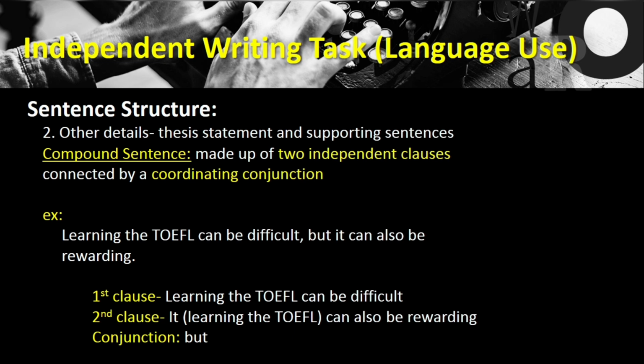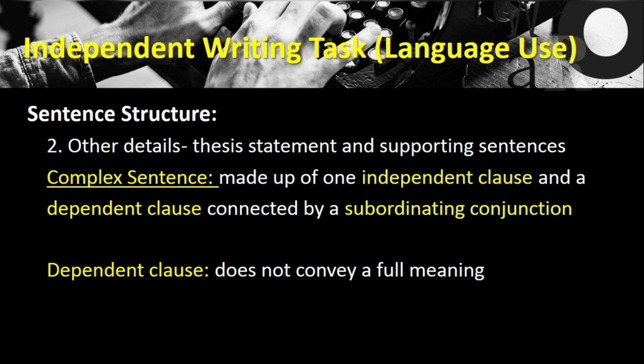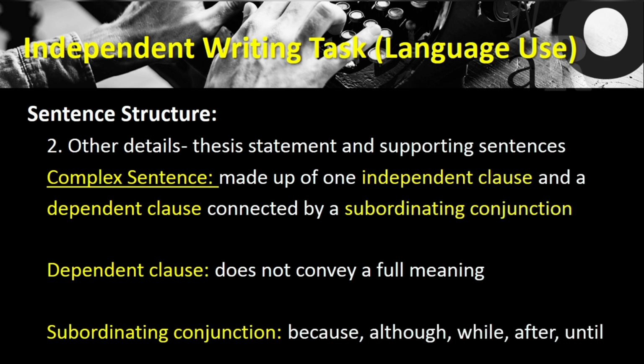On the other hand, a complex sentence is also a two-part sentence, but is composed of one independent clause, and one dependent clause, a clause that does not indicate a full meaning. Made as one sentence again with the use of, this time, a subordinating conjunction. Now, just to name a few subordinating conjunctions, they are words like, because, although, while, after, and until. Always remember, the subordinating conjunction is always a part of your subordinating clause.